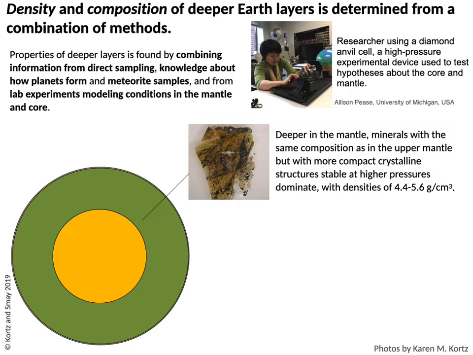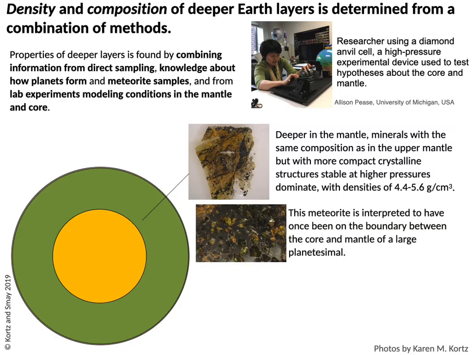Deeper in the mantle, we know at this point that there are minerals with the same composition as in the upper mantle. They have a lot of silicon and iron in them, but they have more compact crystalline structures than what we saw before, where the density was like 3.3, 3.4. Those more compact crystalline structures are stable at higher pressures, and they have densities in that 4 to 5.5 range. We also have lots of meteorites that have been recovered.